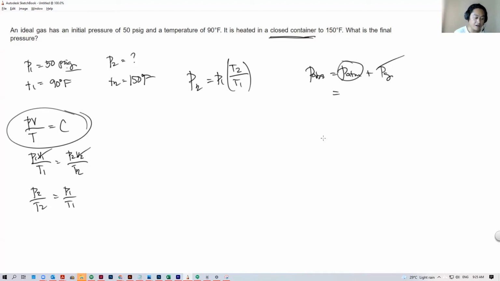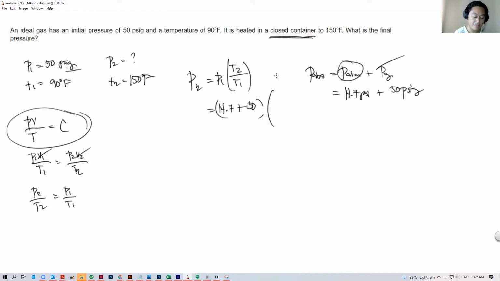In this case, since we have the gauge pressure in psi, we can just use 14.7 psi as a standard atmospheric pressure, plus the 50 psig. So let's just input that straight here. That's 14.7 plus 50. This is already an absolute pressure.